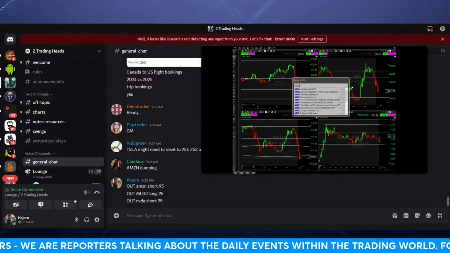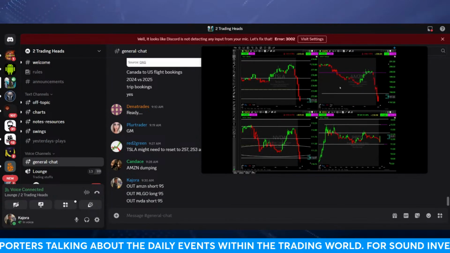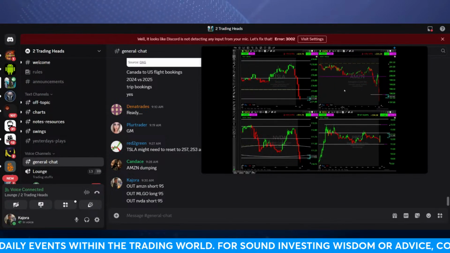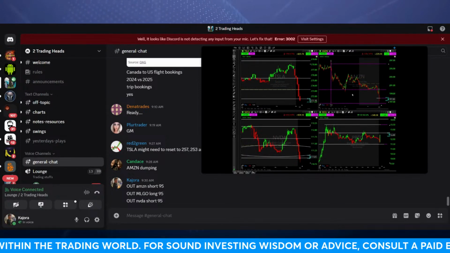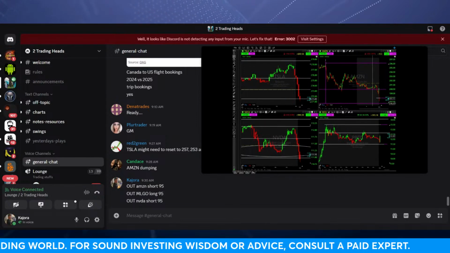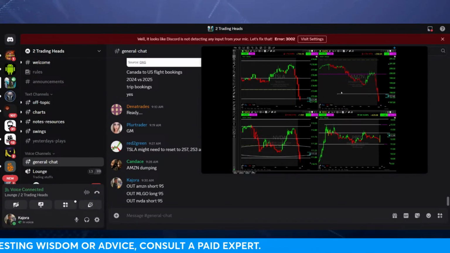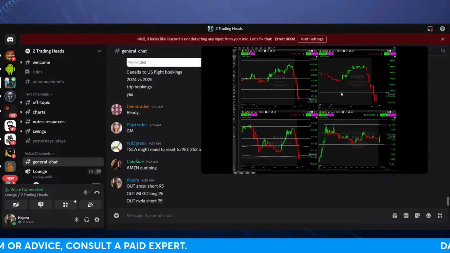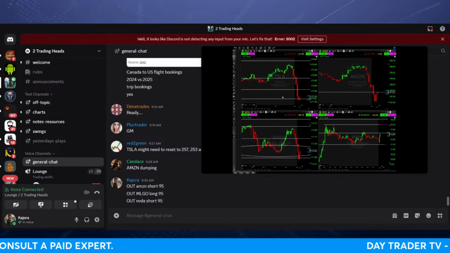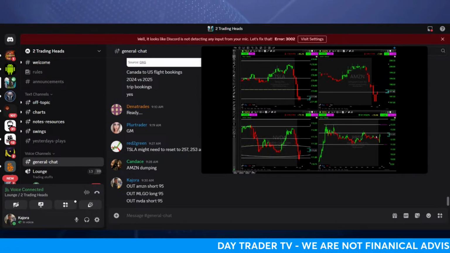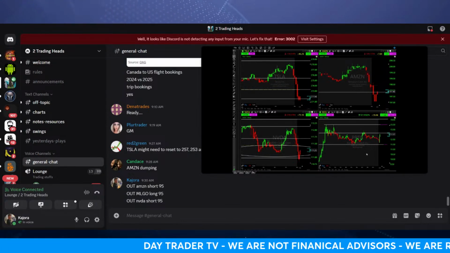Amazon. Nice break. Next support I have on Amazon is all the way down here. My next support would be 196.67 on Amazon. PRTG coming up to resistance here, testing PRTG.